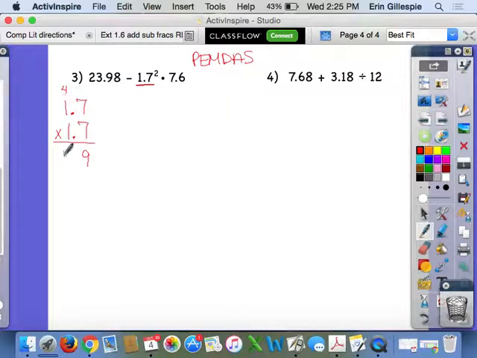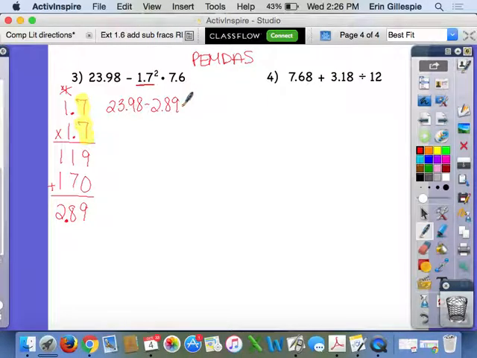1 times 7 is 7 plus 4 is 11. Placeholder 0. 7 times 1 is 7. 1 times 1 is 1. I get 289, but I need to put my decimals in. There was 1 number behind the decimal here and 1 here, so I need 2 in total behind the decimal. So 1, 2. 2.89 is this part of our problem. So now we've got 23 and 98 hundredths minus 2 and 89 hundredths times 7 and 6 tenths. So what comes next? Multiplying.